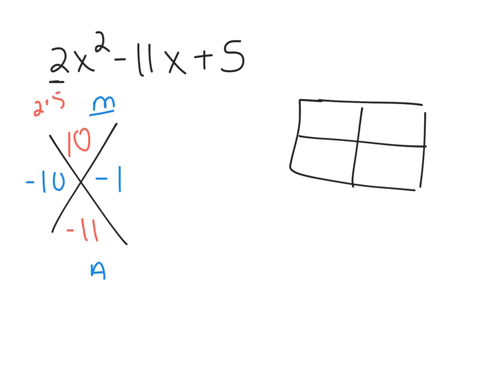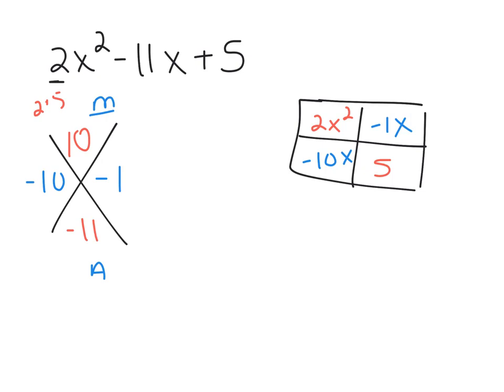So let's go over here and we'll fill in. We have negative 10x and negative 1x. And then we're going to have 2x squared and 5.